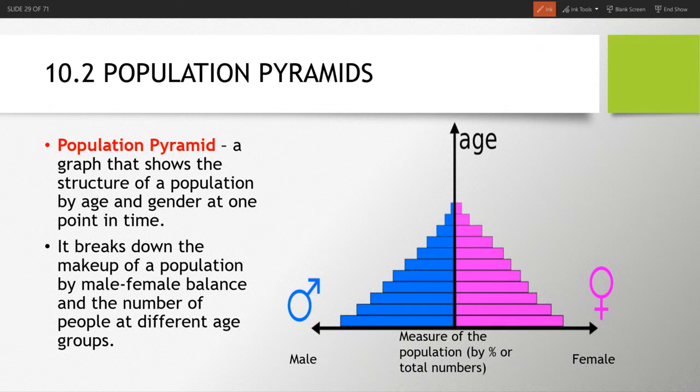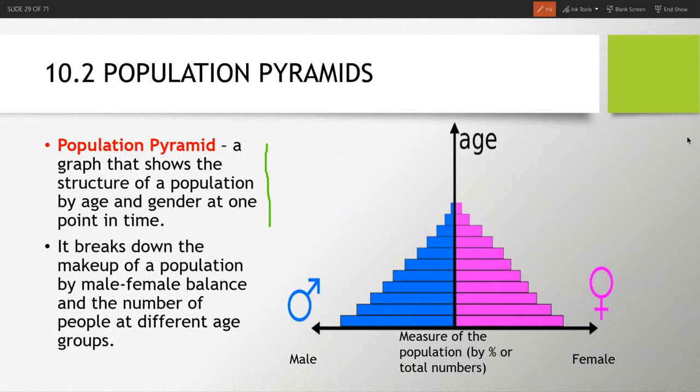So, demographic transition is just one model for how population changes, and it tends to be the one referenced quite a bit. Today, we'll take a look at population pyramids, which go hand in hand with population change. Population pyramids are really just a tool that demographers use in order to describe populations and potentially identify issues with populations. So, if we look at what a population pyramid is, it's a graph that shows the structure of a population by age and gender at one point in time.